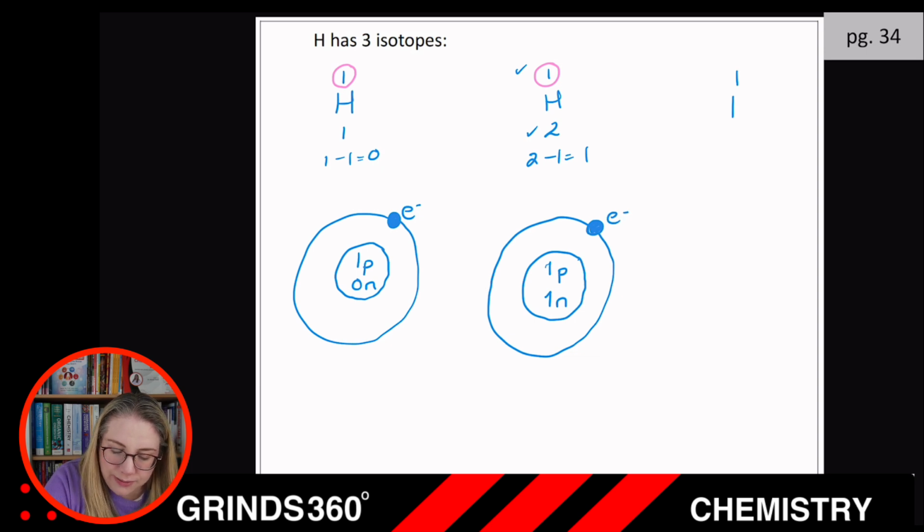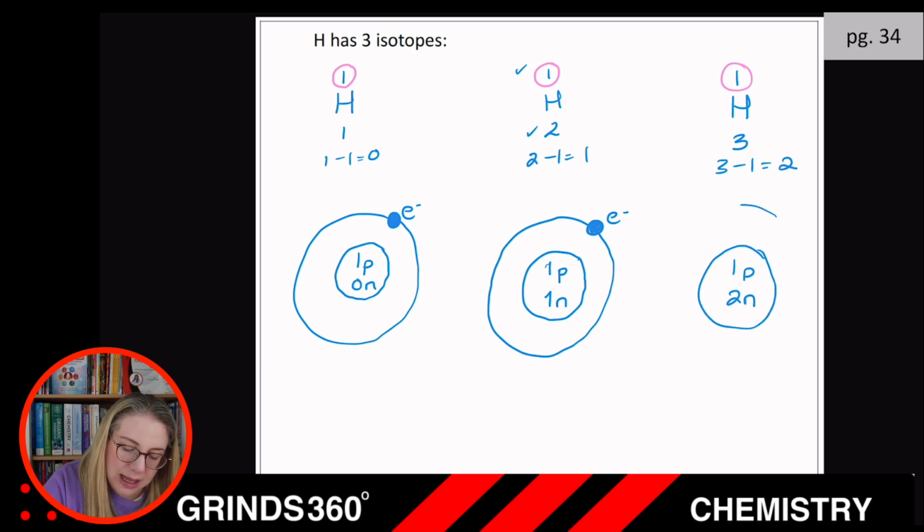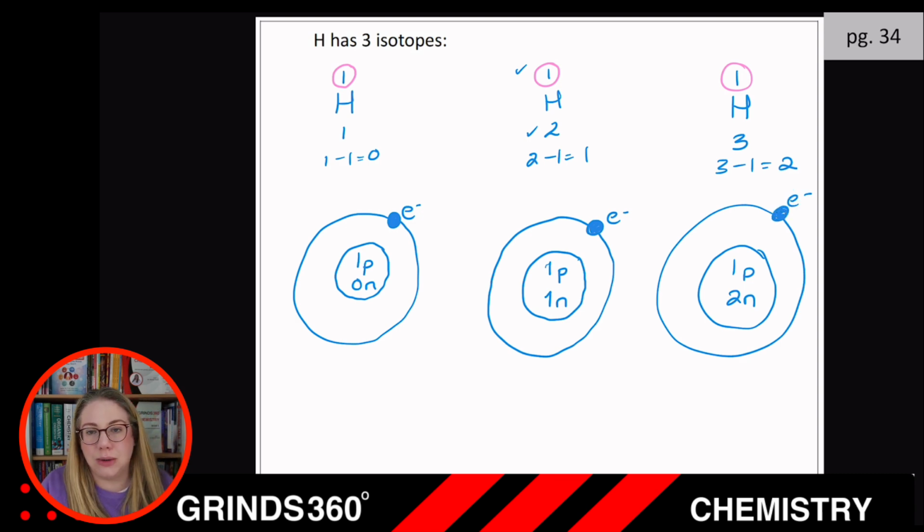And the third one is this one. Now again, you have an atomic number of 1. That means 1 proton in the nucleus. Now for my number of neutrons. 3 minus 1 is equal to 2. You would have 2 neutrons in the nucleus. And then you still have 1 electron going around the nucleus.